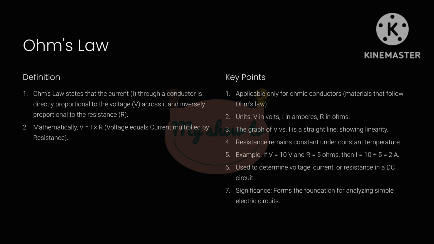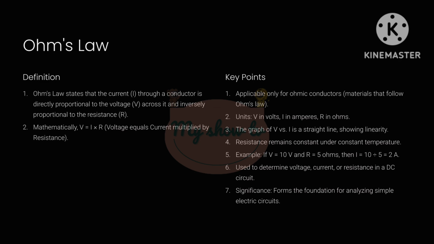Mathematically, it is written as V equals I multiplied by R, where V stands for voltage, measured in volts, I stands for current, measured in amperes, and R stands for resistance, measured in ohms. Let's take a simple example. If you have a 10-volt battery connected to a resistor of 5 ohms, using the formula, current I equals 10 divided by 5, which is 2 amperes.